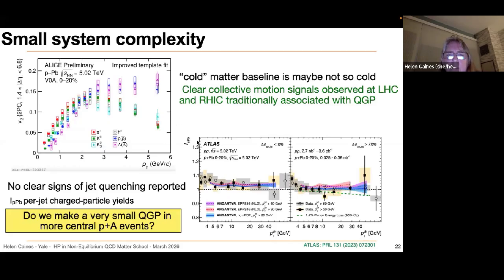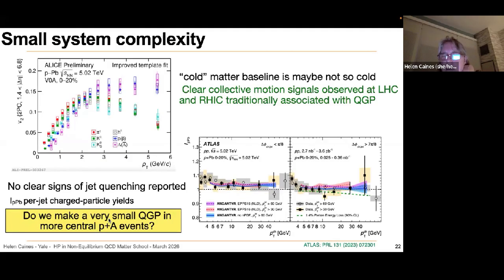Here's something equivalent to the RAA. It's called the IAA. It's the per-jet charged particle yield. So you sum up how many particles there are in a jet, compare that in p-Pb and pp, and you see a slight enhancement because we're mostly in the anti-shadowing regime, but it fits with cold nuclear matter. So we have some soft bulk measurements that seem to declare there's a quark-gluon plasma, but no clear signs of jet quenching.